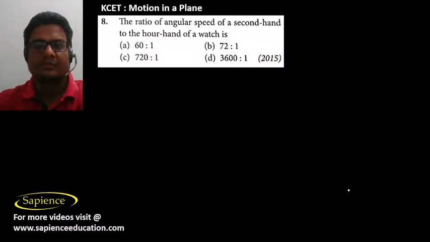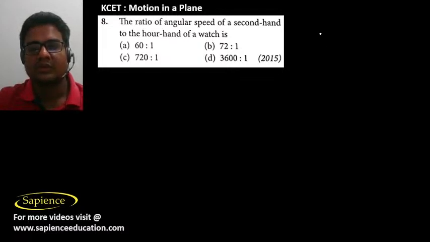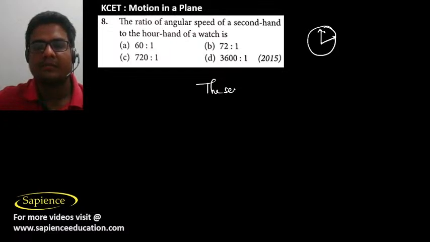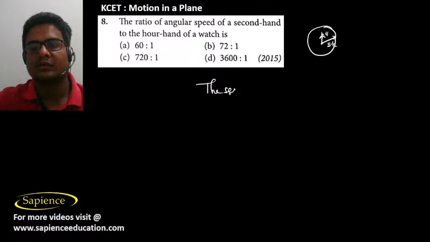Then it is told that the ratio of the angular speed of the second hand to the hour hand of a watch is asked. So we know that in a clock, here we have the second hand, this is the second hand, and this is the hour hand. Actually the hour hand is slightly smaller.